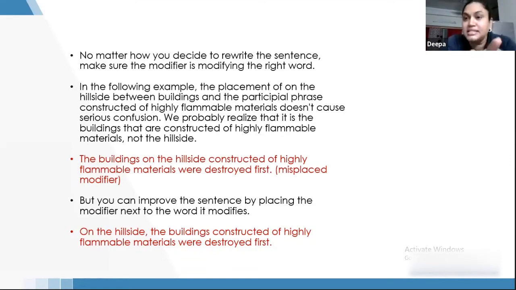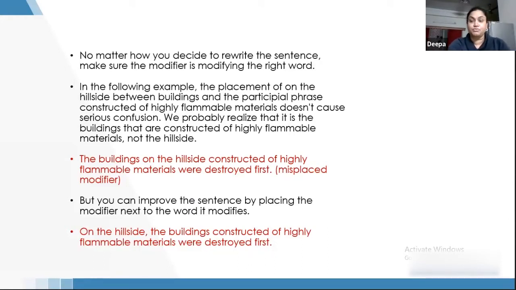Now, "on the hillside" is a phrase which can be moved to the beginning of the sentence because it is not connected with anything else. So when we remove "on the hillside," we could also say the buildings constructed of. Now, what was constructed of flammable material? Definitely not the hillside. So we are talking about the buildings that were constructed of highly flammable material. So therefore, they were destroyed first.